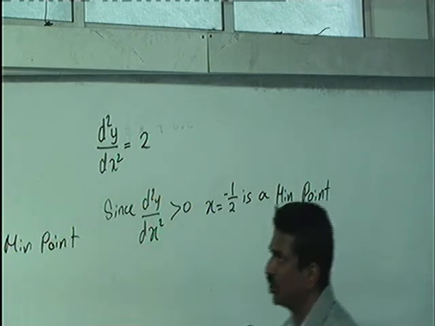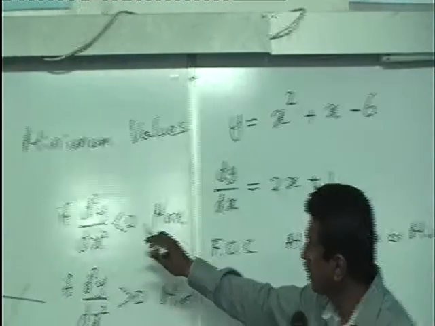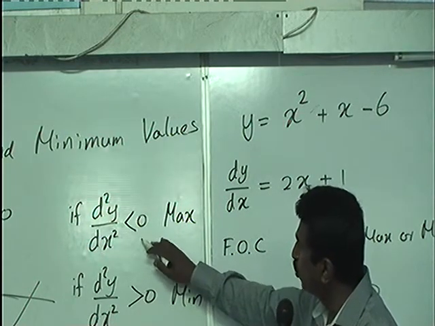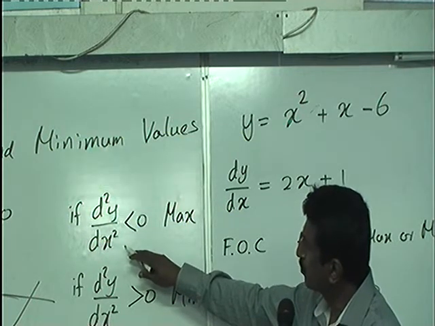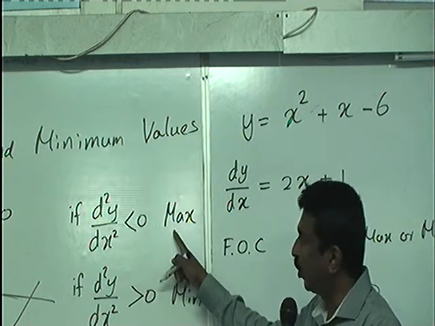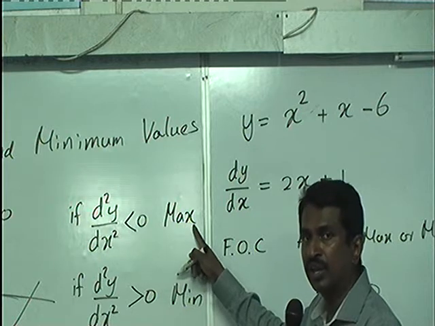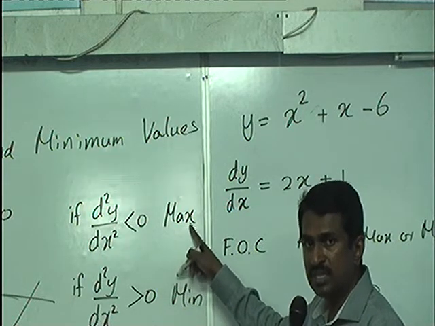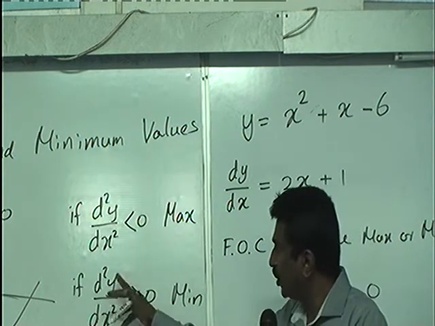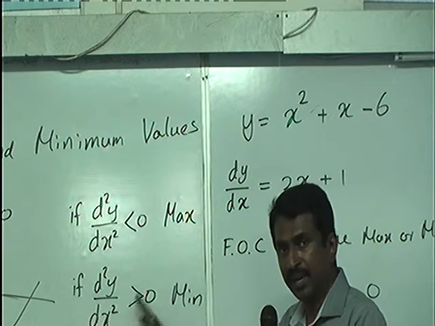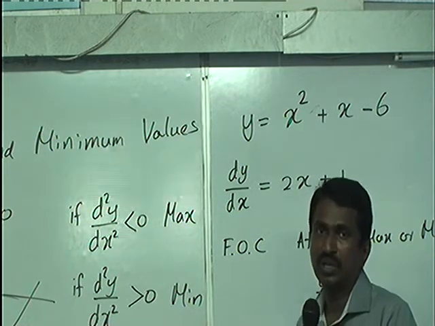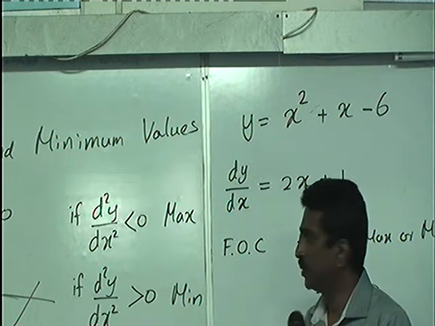Before drawing the curve, I would like you to write this condition. What is the condition? Under this graph, write down the condition. If d2y by dx2 is less than 0, the point is a maximum point. The next line, if d2y by dx2 is greater than 0, the point is a minimum point.